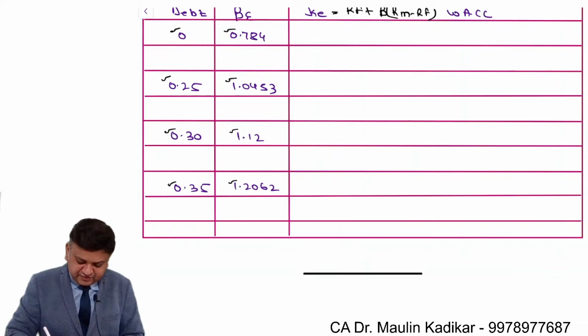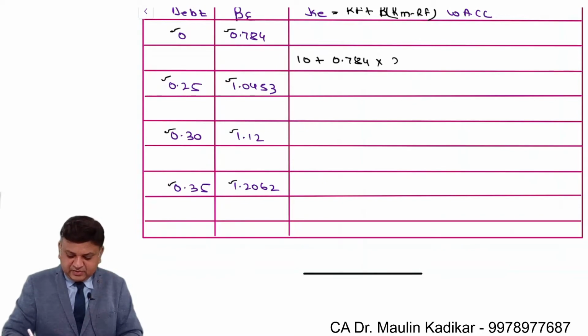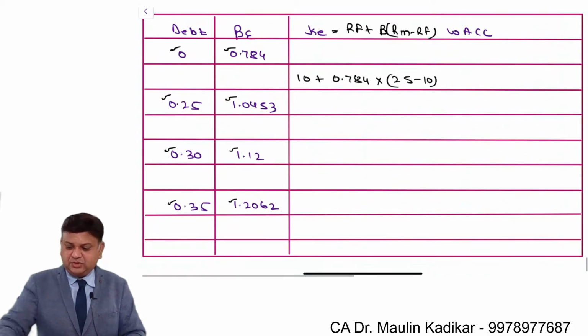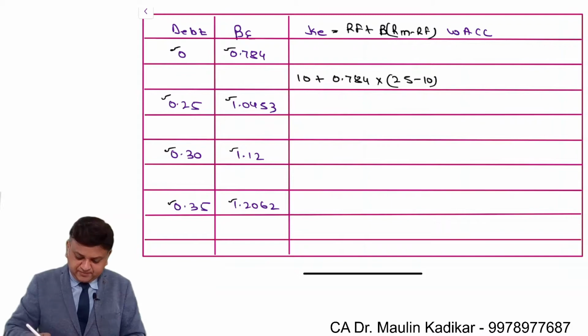What is RF? RF is 10. What is beta? It is 0.784. What is RM? RM is 25. And what is RF? It is 10. This is the way we make the calculation of the cost of equity. So 15 into 0.784 is 11.76 plus 10. That comes to 21.76.